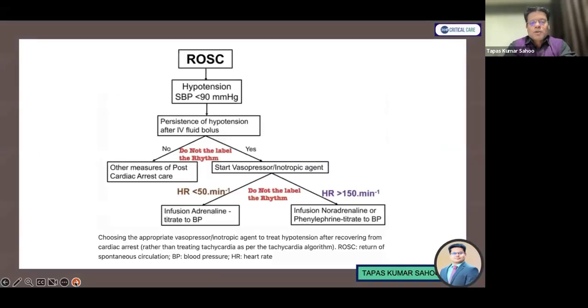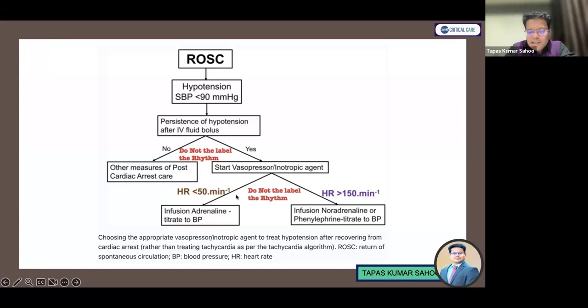Now, what should be the protocol? Once you get ROSC in your patient, if your patient is having hypotension, like in our patient, the systolic blood pressure is less than 90, you have to start with an IV fluid bolus because this patient is having hypotension. Now, do not label this rhythm. It is mentioned here. Along with the measures of post cardiac arrest care, I would be starting a vasopressor or inotropic agent based on the heart rate.